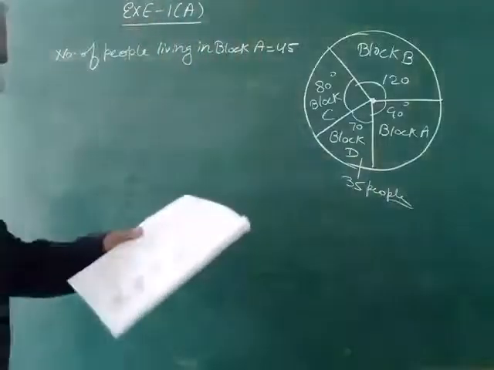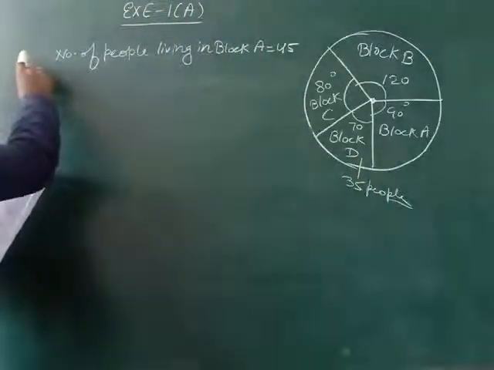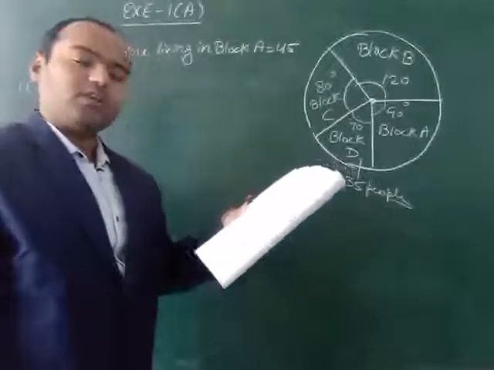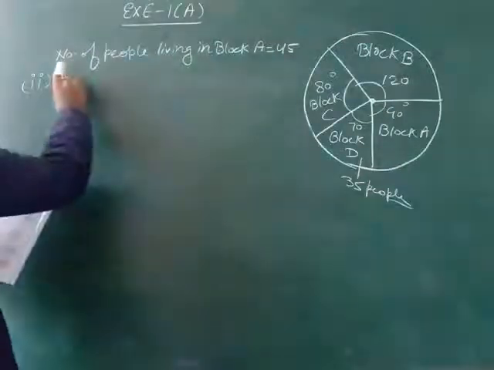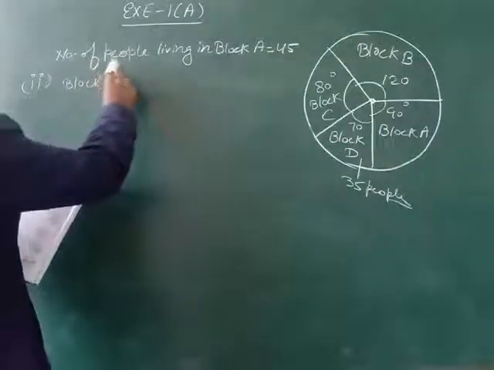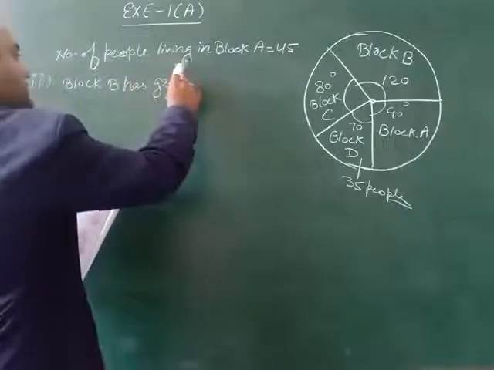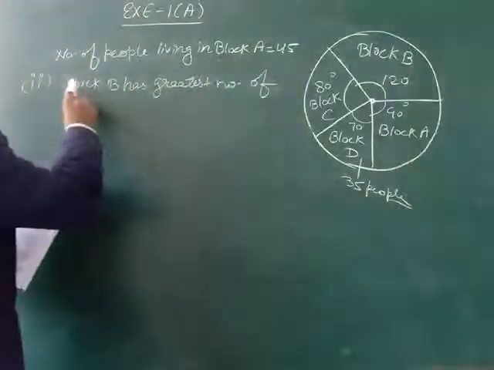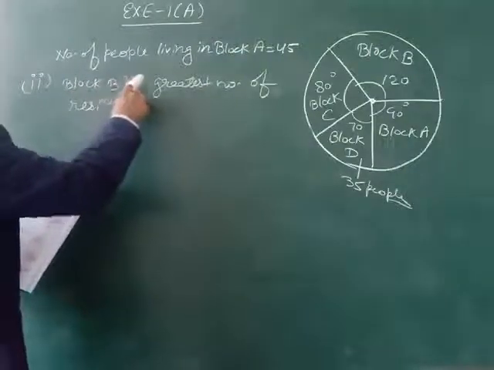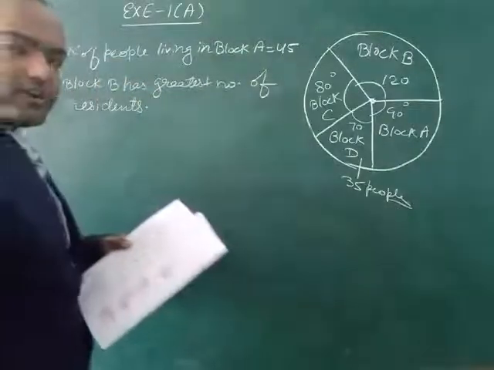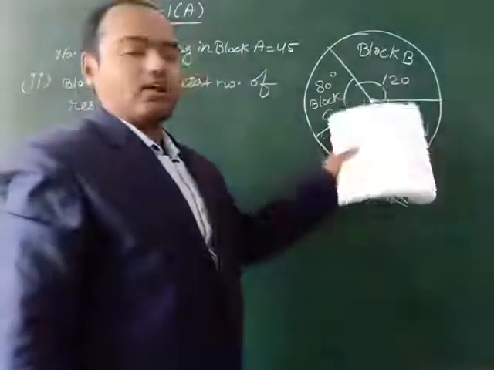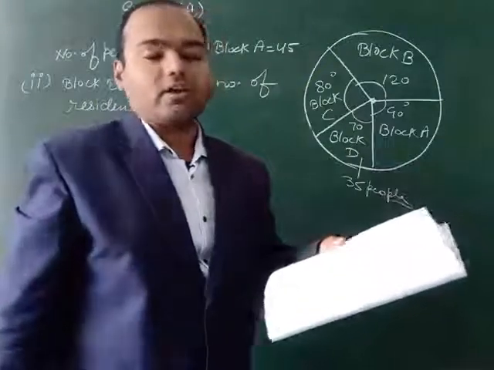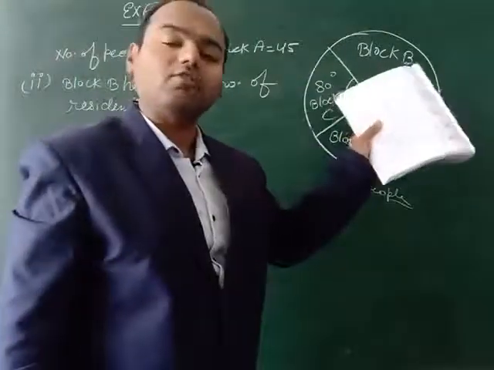Now we have to find in the second part which block has the greatest number of residents. So you will write block B has the greatest number of residents. Block B has greater number of residents because the sector angle for block B is more. Now how many people are living there? We have to find how many persons are living here. That also we have to find.